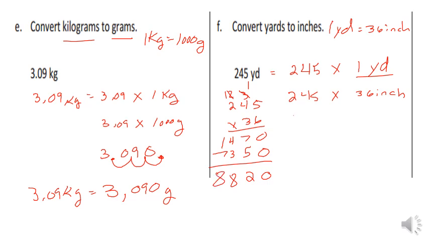So now we can say that 245 yards equals 8,820 inches.